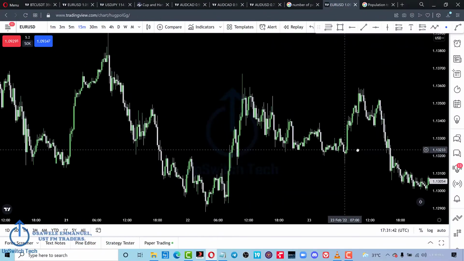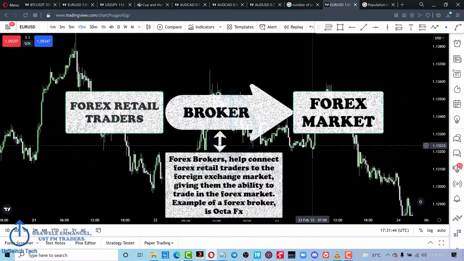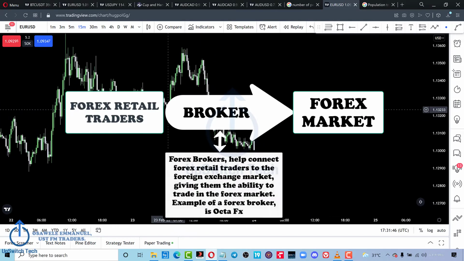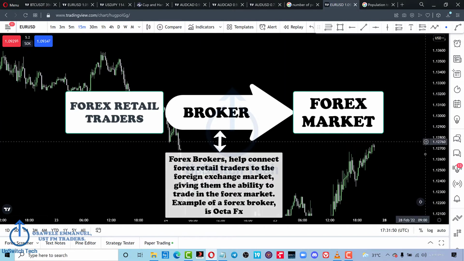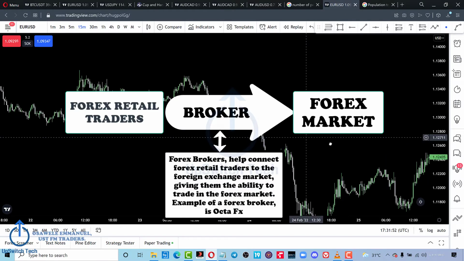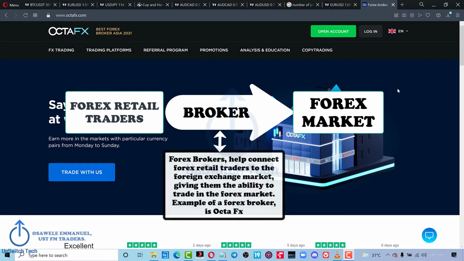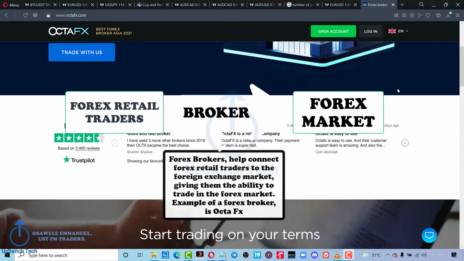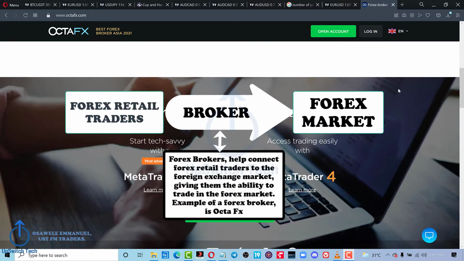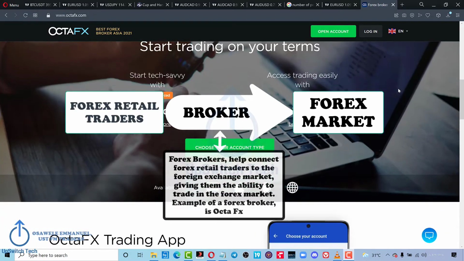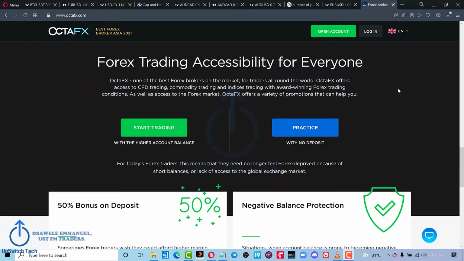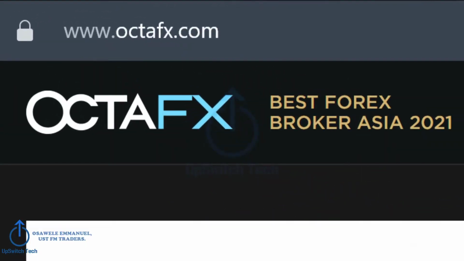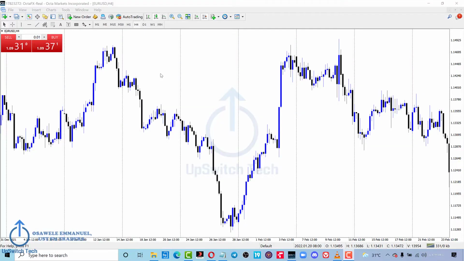Forex retail traders cannot directly trade in the Forex market. For a Forex retail trader to trade the Forex market, he or she needs a bridge to connect him or her to the Forex market, and that bridge is called a broker. Forex brokers help connect Forex retail traders to the foreign exchange market, giving them the ability to trade in the Forex market. An example of a Forex broker is OctaFX.